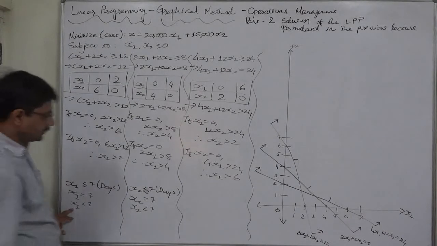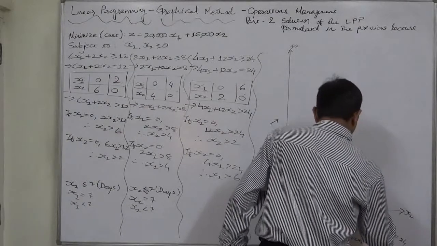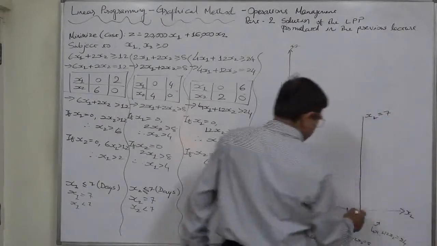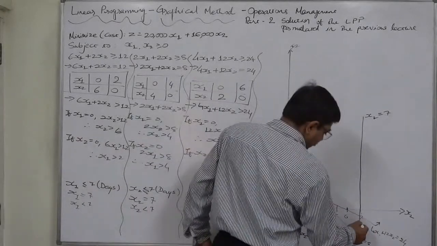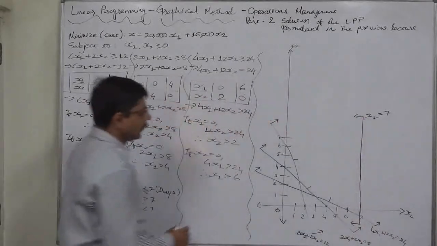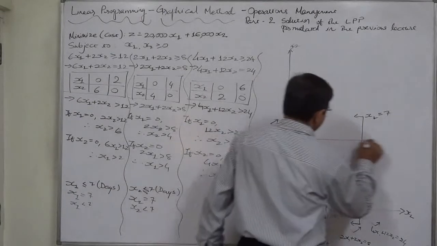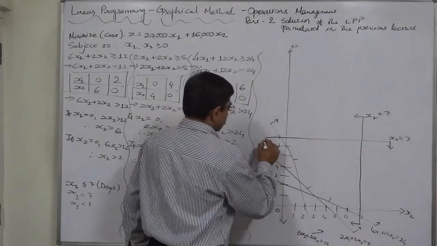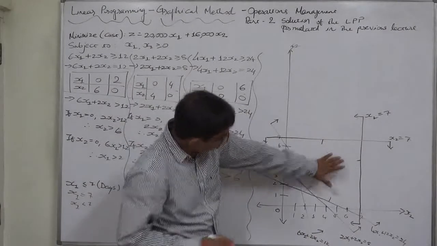And for this, the line will pass through x1 equals 7 and parallel to x2. Since number of days cannot be greater than 7, it is less than 7, so inner side, the constraint is 7 or less. Similarly, the constraint x2 7 or less will be like this. So feasible region is this one.